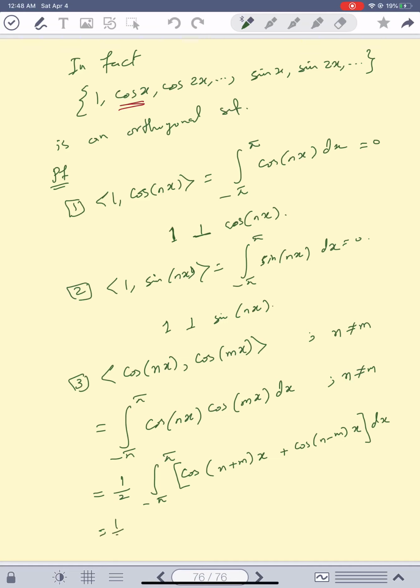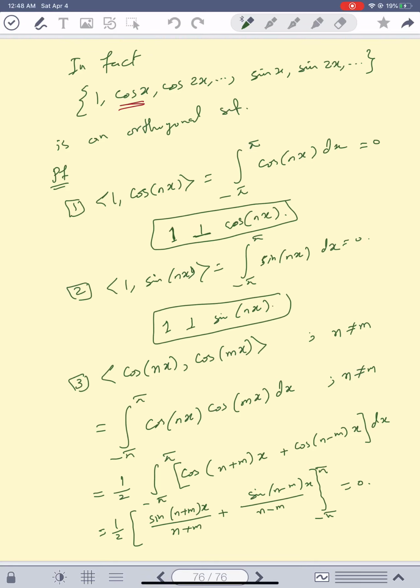And now if you compute this integral, it's half. What's the integral of cosine? It is sine of n plus m x over n plus m, plus the other sine term, from negative pi to pi, and nicely this is equal to 0. So what we've shown here is that cosine mx is orthogonal to cosine nx, of course, when n is not equal to m.